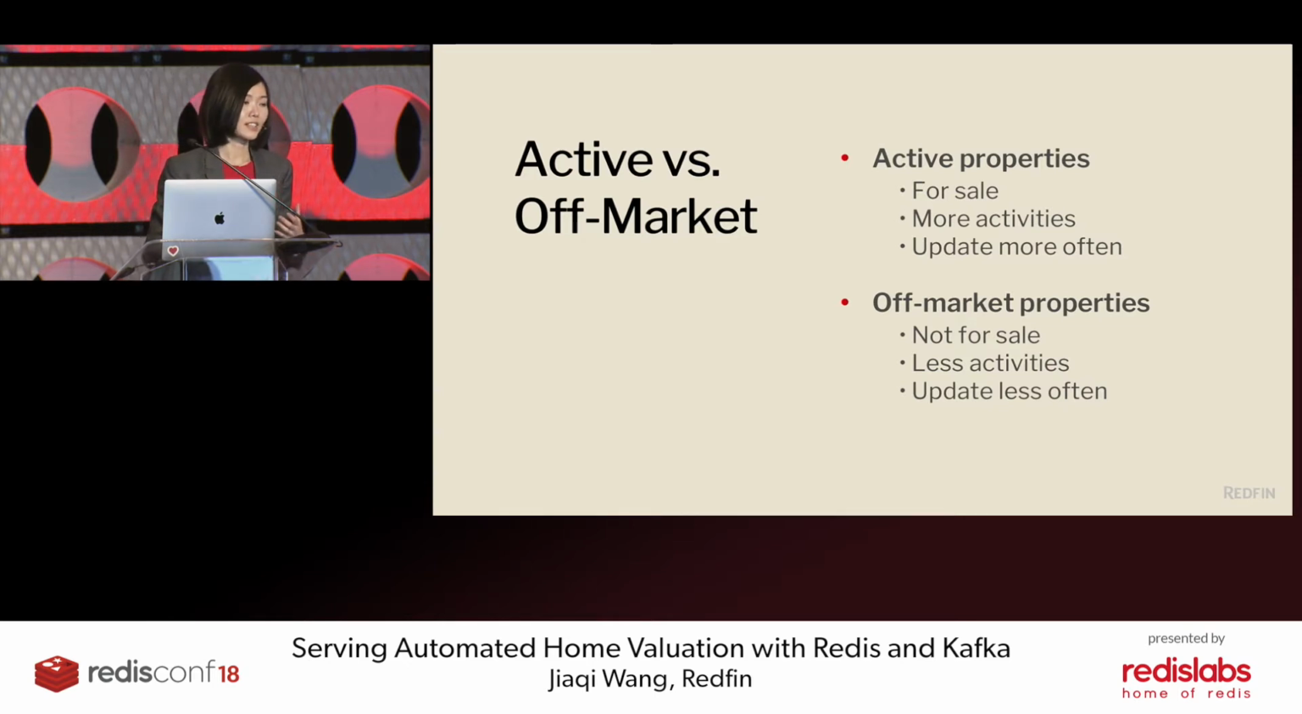We know that active properties or listings have a lot of activities going on with them. People go to see the open house, they browse these listings on websites, and potential home buyers may place an offer. All of these could affect a home price, which means the estimate value for an active listing changes very frequently, and therefore we store them for a shorter TTL.